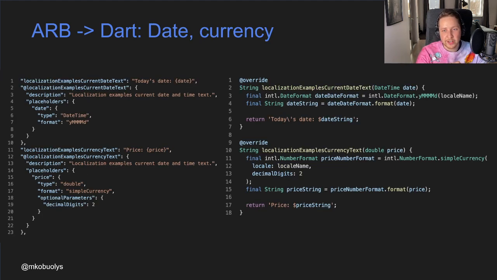Also, we could generate dates and currencies. For dates and currencies, the generated code is really similar to just a generated function using string parameters. But if the property type is DateTime, we see that the specific formatting could be applied to the generated code, and it's the same for currencies. So if we define that the format is currency or simple currency, we could see that the intl package adds the specific logic to format the currency in the right way.